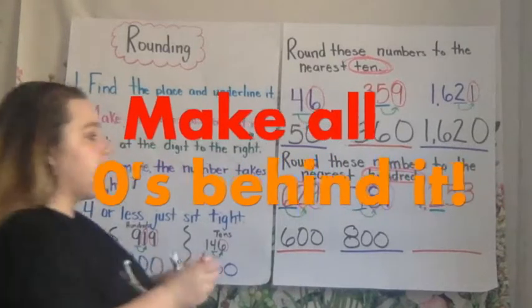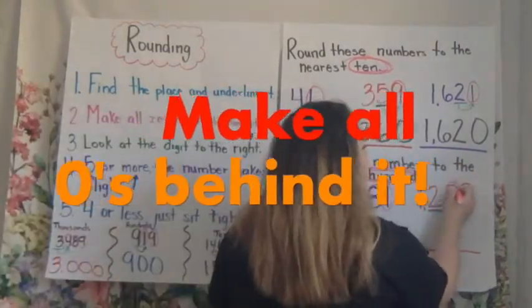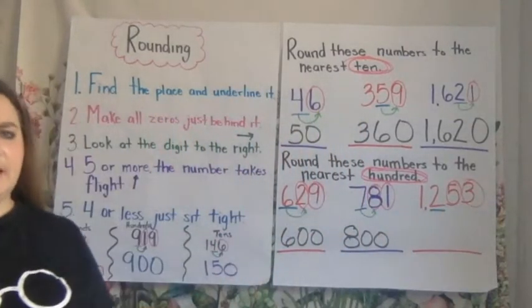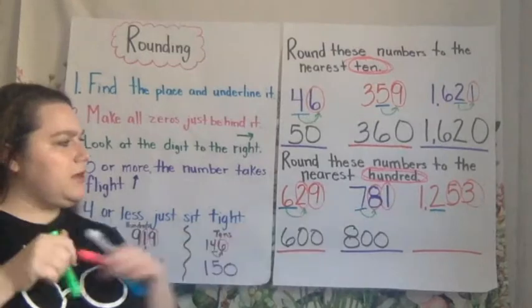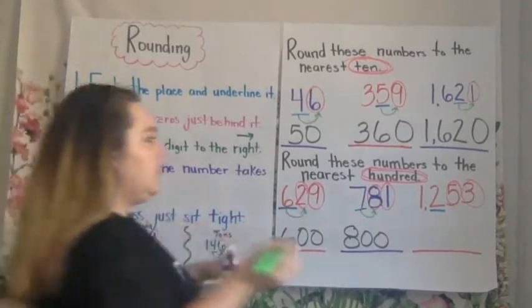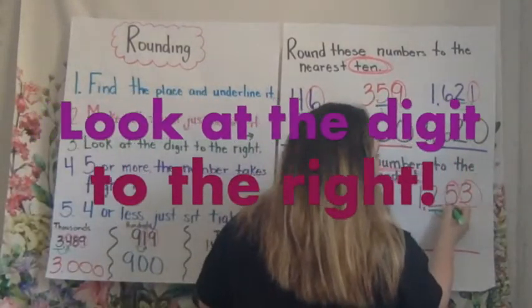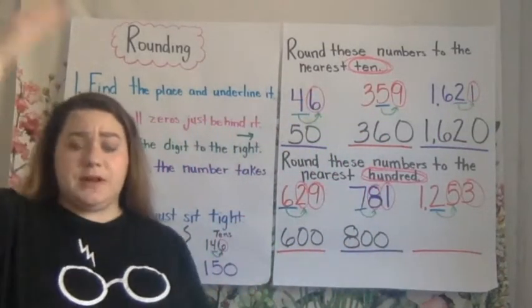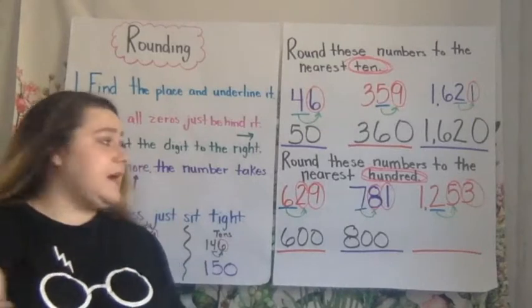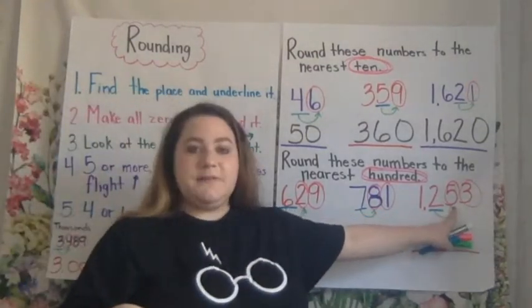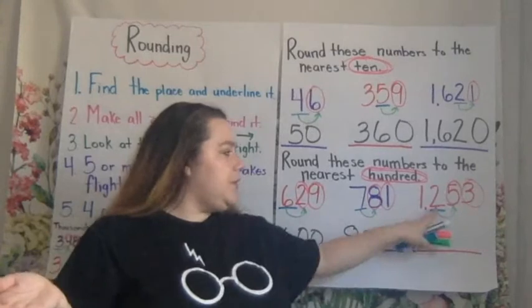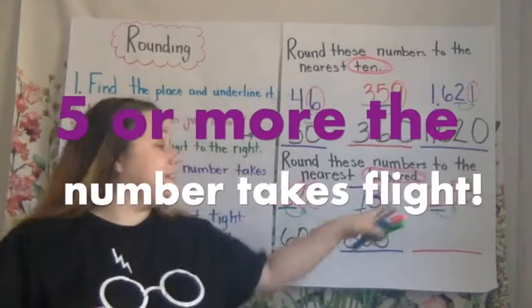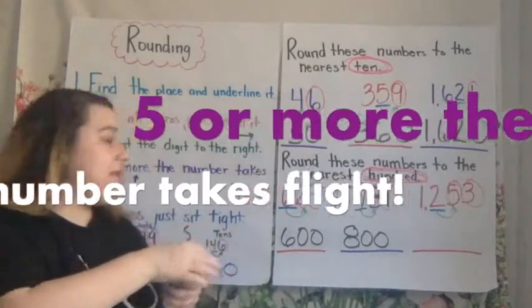I make all zeros just behind it. Then where am I looking? I'm looking right next door to the number 5. 5 or more, the number takes flight. 4 or less, it sits tight. My number is 5. So what happens to the 2? We add one more because 5 will make my number go up.